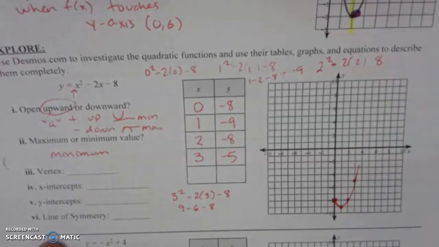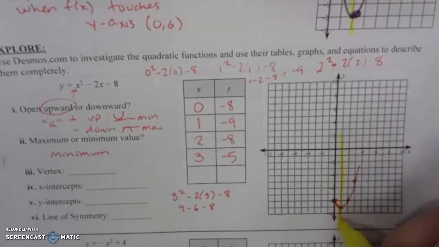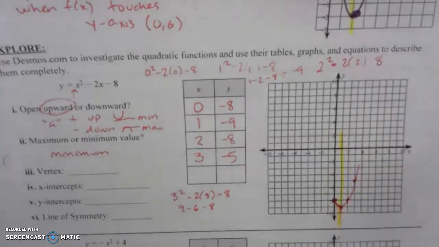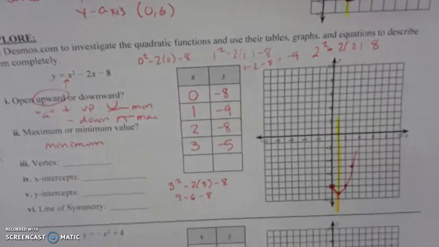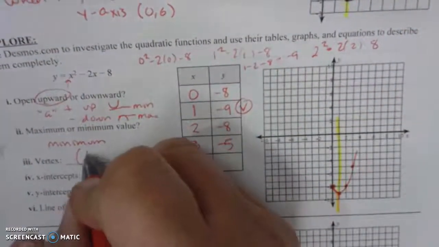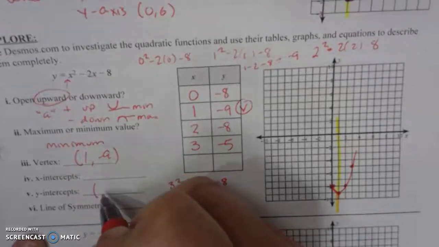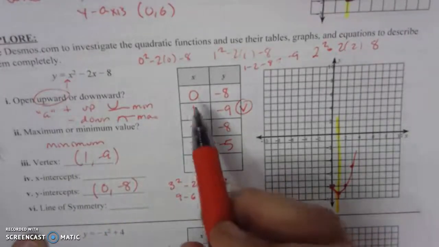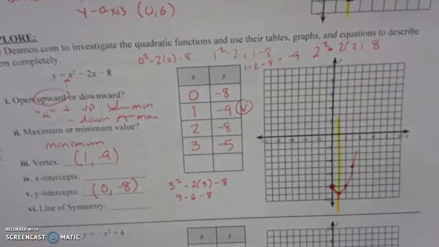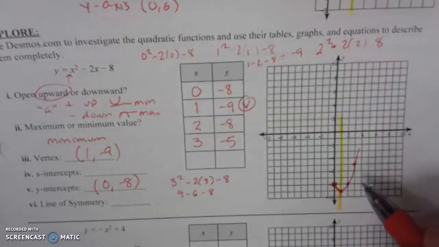It's coming up. Let's look at this. I know this is where it changes, where it makes the turn. So I know that this is going to be my line of symmetry, right down the middle. And I can also see where my vertex is because that's where it makes the turn. So this is my vertex right here. So my vertex is 1, negative 9. My y-intercept, we knew that was 0, negative 8 because that's where the x value is 0. And then we want to find our x-intercepts.